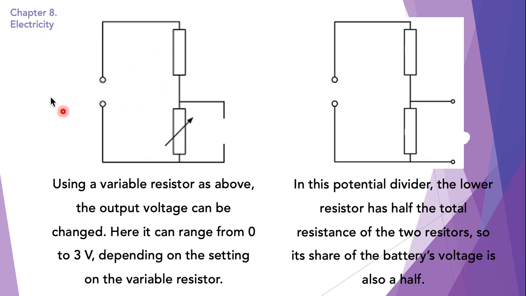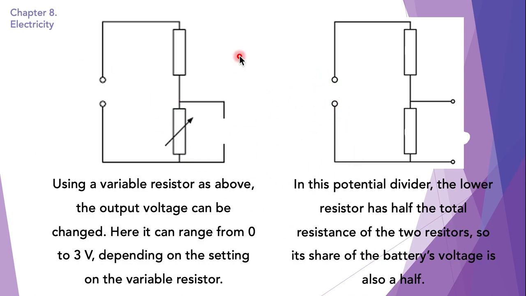So this is basically a potential divider. It delivers only a proportion of the voltage from this battery. And this proportion of the voltage can be changed. Like it can go to 2 volts, we can change it to 3 volts or 1 volt depending on the setting on the variable resistor. In this potential divider, the lower resistor has half the total resistance of the 2 resistors. So its share of the battery's voltage is also half. So the output voltage is also a proportion of the voltage from the battery.